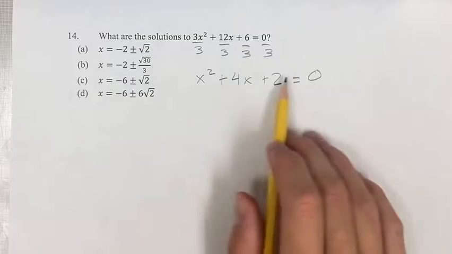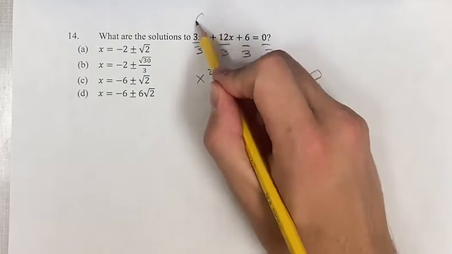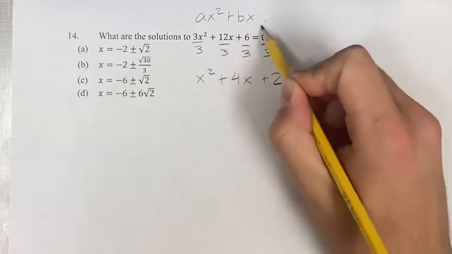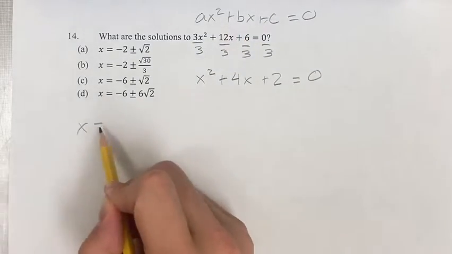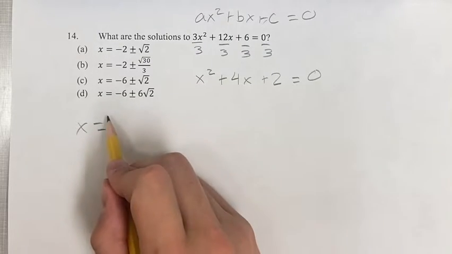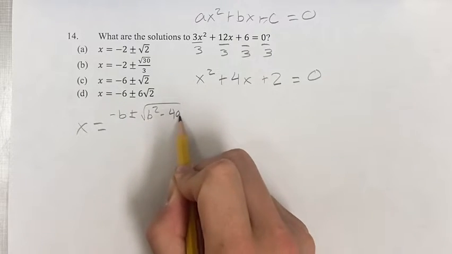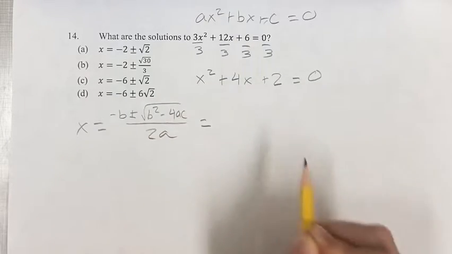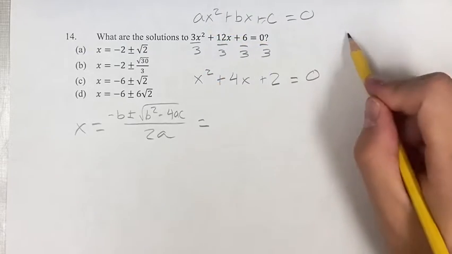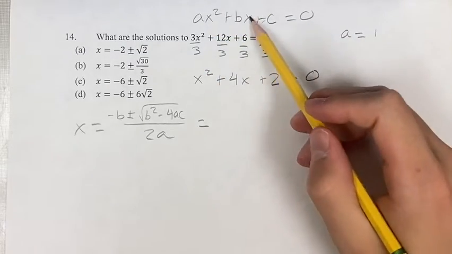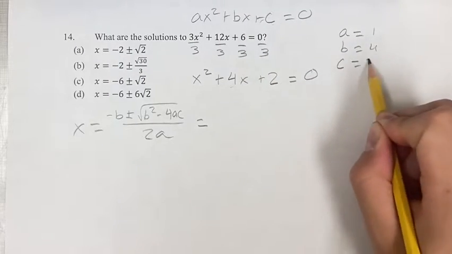And now these are smaller numbers, so it's going to be slightly easier to do the quadratic equation, where we have ax squared plus bx plus c equals 0, just to remember where our coefficients are coming from. We have the quadratic formula. We have x is equal to negative b plus or minus the square root of b squared minus 4ac over 2a. So in this equation, we have ax squared is x squared, so therefore a is 1, bx is 4x, so b is 4, and we have c in 2, so c is equal to 2.